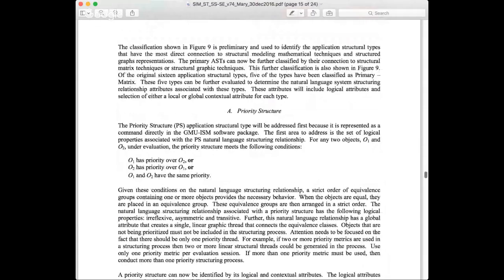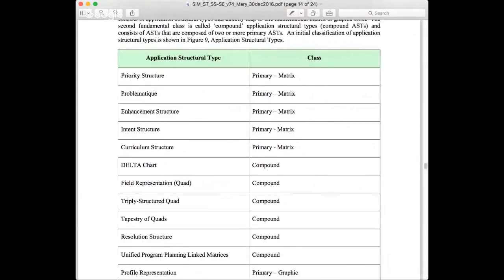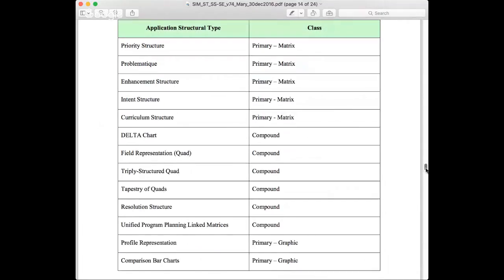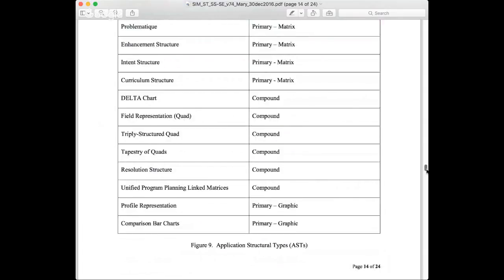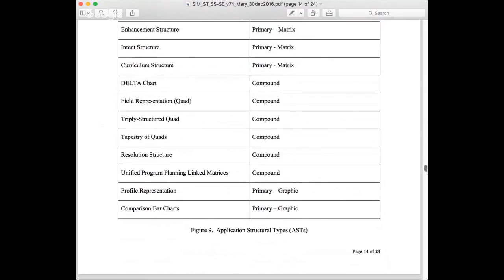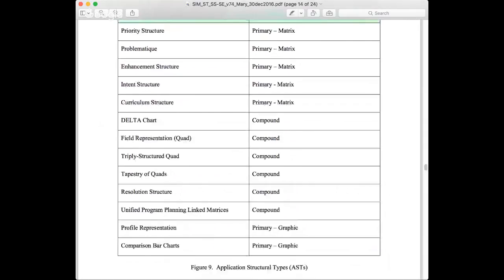So we had the application structural types that we talked about. Then we had a priority structure, a problematique, enhancement structure, an intent structure, and a curriculum structure. And we classified these basically as compound, as primary types of structural types because they're based mostly on the matrix form. And we had a profile representation and comparison bar charts. And we said those are primary, but mostly graphic.